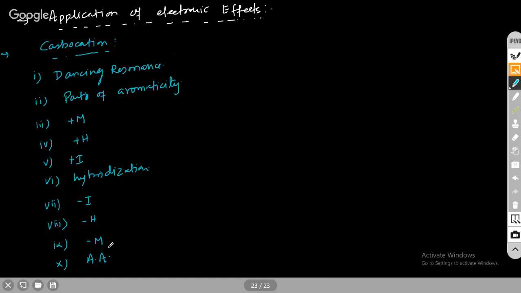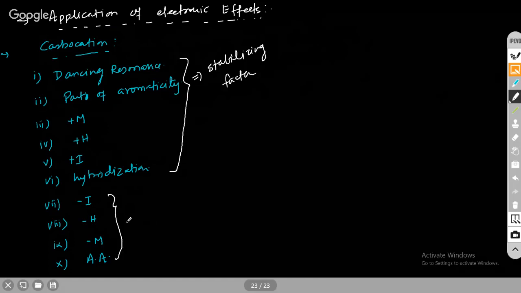Okay. Now the meaning of this order is what? The meaning of this order, you see, from dancing resonance to this sixth, the first six are stabilizing factors. These will stabilize the carbocation. And these are destabilizing factors.